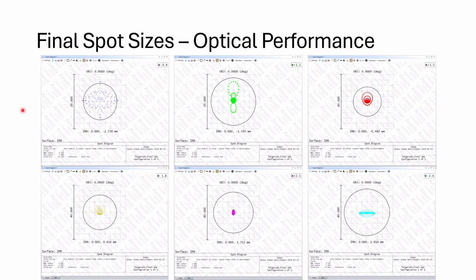Additionally, you can see that there appears to be significant aberration on several of these, such as coma. However, these are all actually fairly small values compared to the overall spot size. And so each Seidel aberration was at its maximum 0.003 wavefront errors.